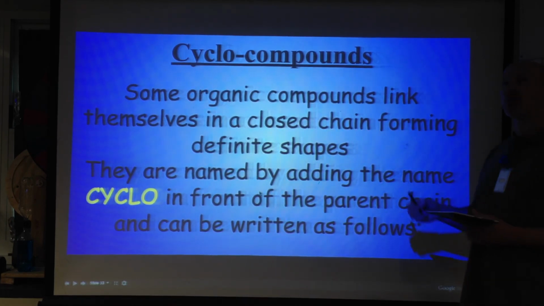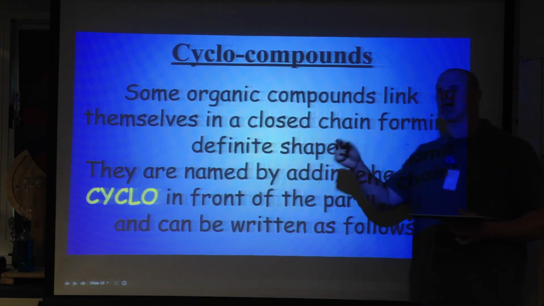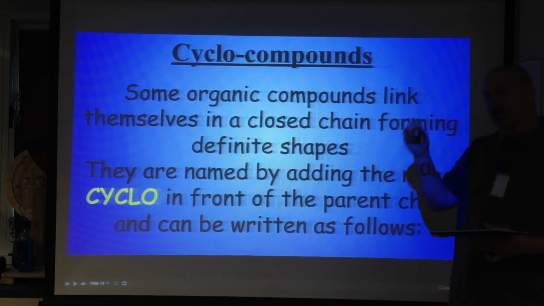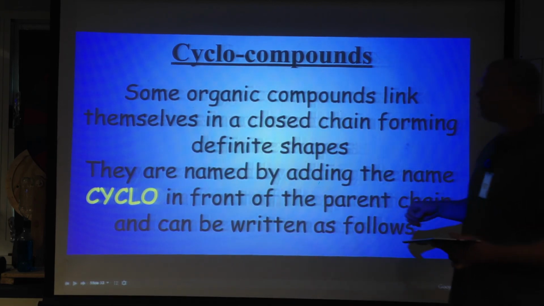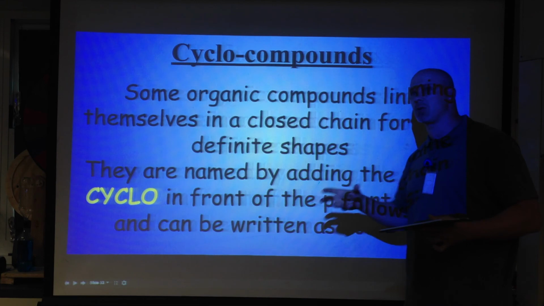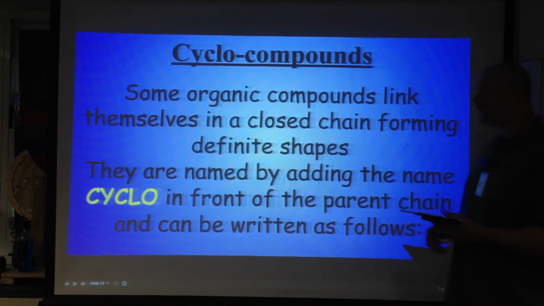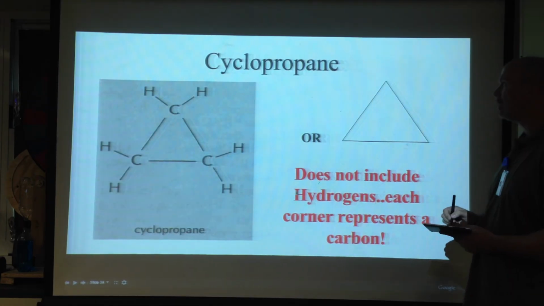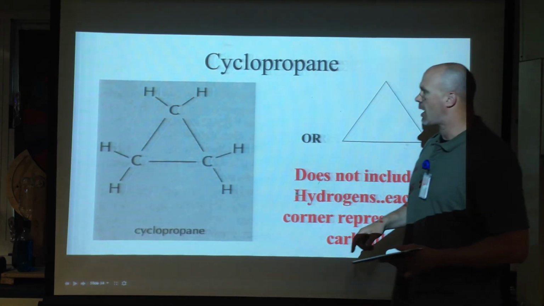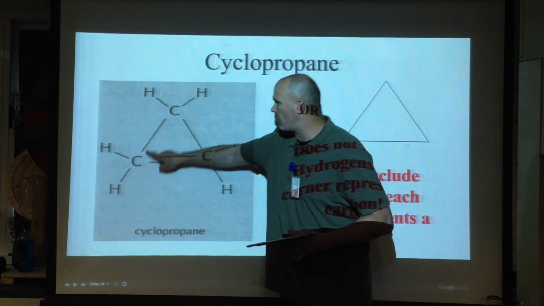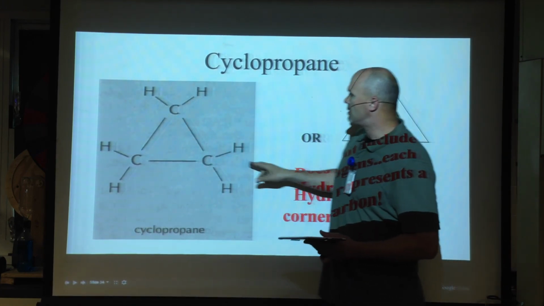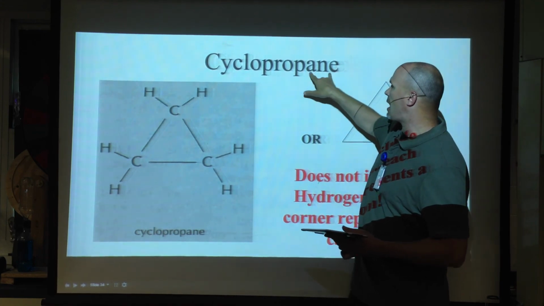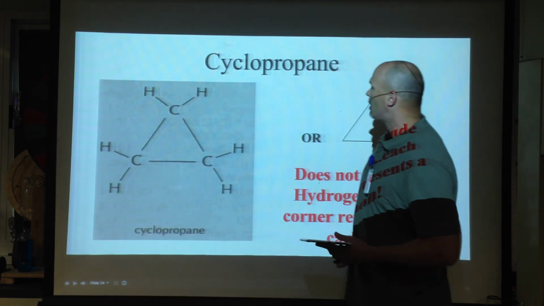We learned yesterday that the parent chain is based on the longest continuous chain. Table P tells us how many carbons that is by meth, eth, prop, but. And then table Q tells us if there's single bonds between the carbons, if we have an ane, an ene, or an yne. So continuing on here, cyclopropane means that I have the tail attached to its head and I have 1, 2, 3 carbons.